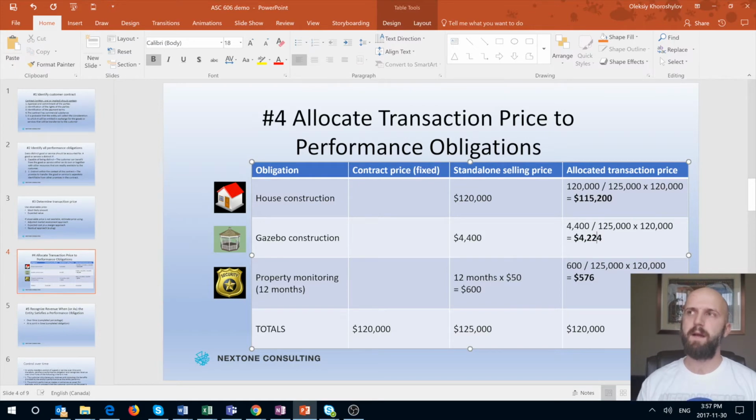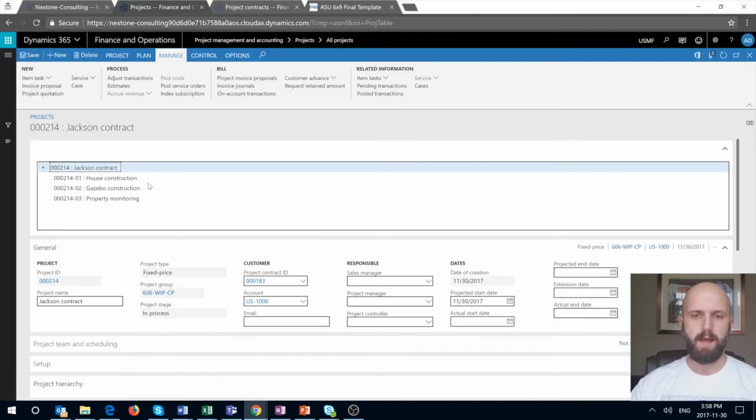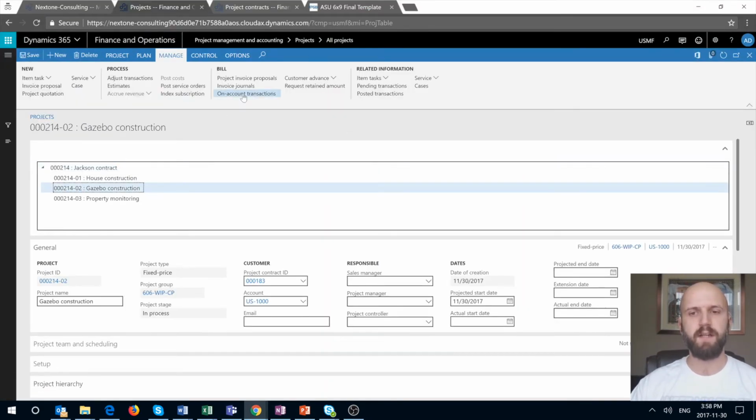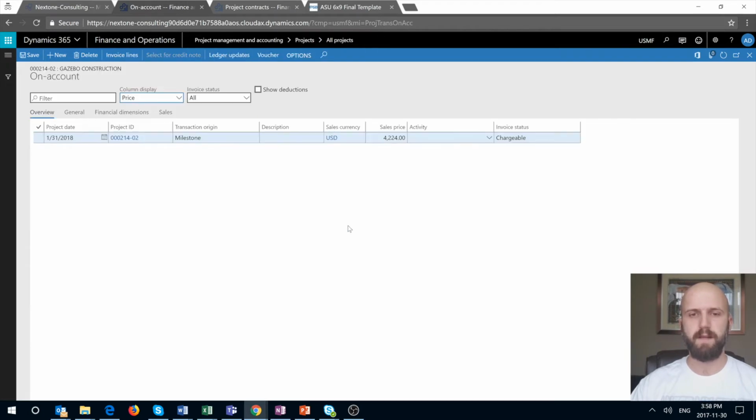And you can see the same formula is applied to gazebo and the property monitoring. If we do the sum of all those allocated transaction prices, we should come to the same amount of $120,000 as our contract price. So let's take a look in D365. So we can see that the gazebo construction came up to $42.24. I'm going to open my gazebo construction sub-project and I'm going to click on account transactions. And we can see $42.24 as a selling transaction price for that obligation, which is building of gazebo.